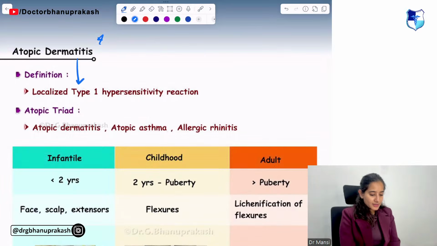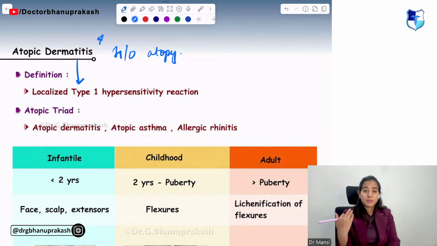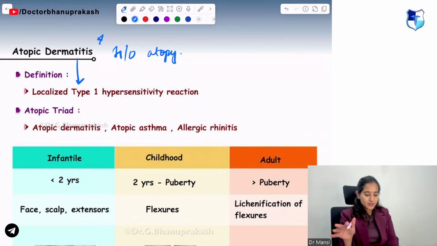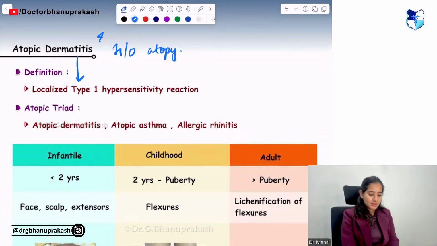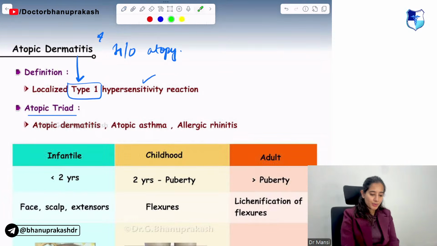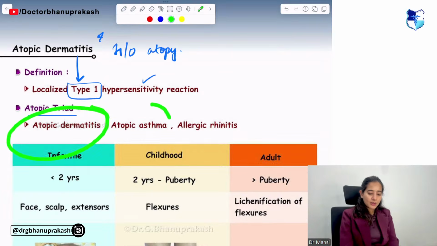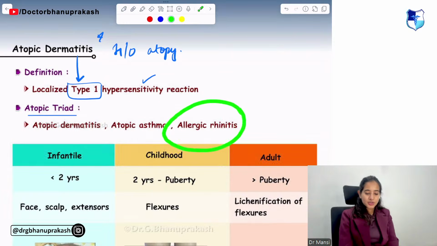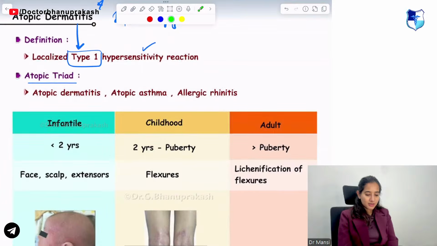Atopic dermatitis, you look for history of atopy. This child will probably be visiting the ENT doctor, the dermatologist, and the respiratory medicine specialist as well. Why? Because there is an atopic triad which happens because of the type 1 hypersensitivity reaction. There is atopic dermatitis, atopic asthma, and allergic rhinitis. These three things come as a triad.